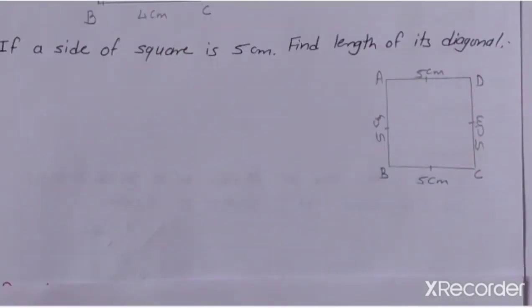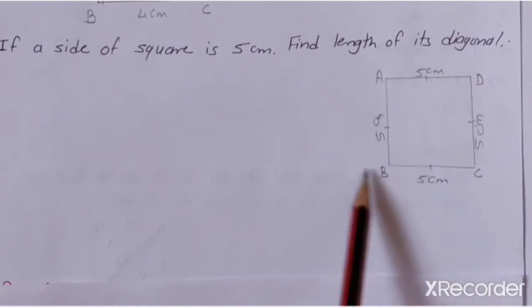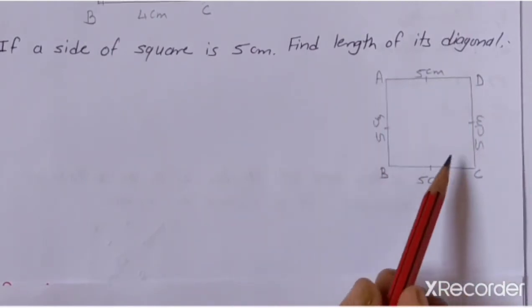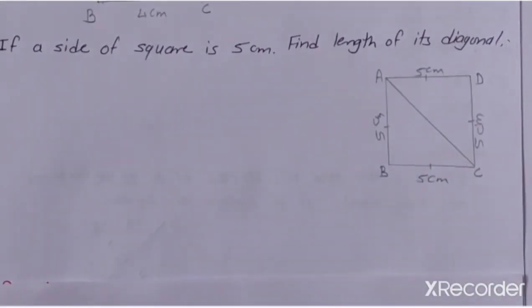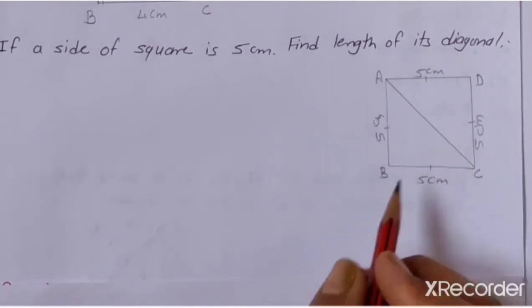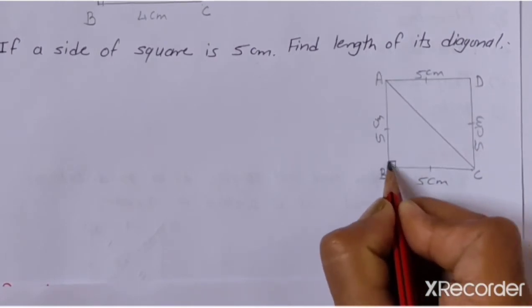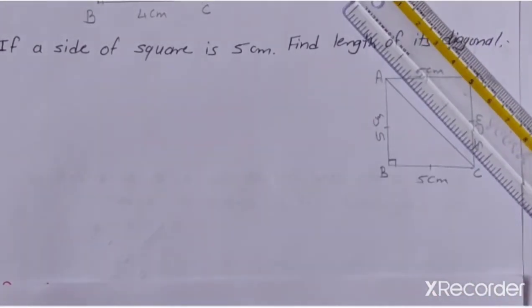Let's solve one numerical based on it. If a side of a square is 5 cm, find the length of its diagonal. Here I make one rough diagram whose name is suppose ABCD, and its side length is given as 5 cm. Here we have to find the length of the diagonal. Suppose I choose one diagonal AC. Now we know that the measure of angle B is equal to 90 degrees. So we can use this triangle, which is a right angle triangle.